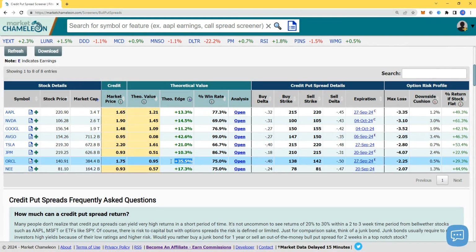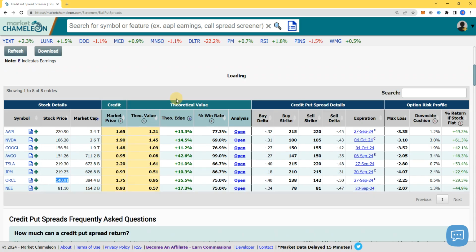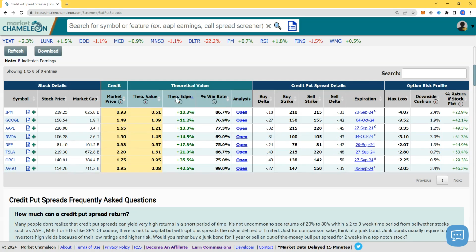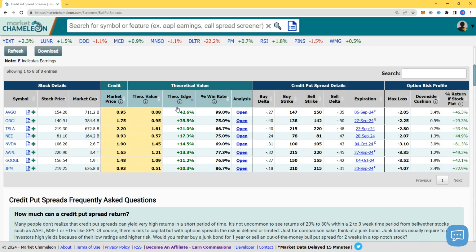Let's see what we got here. Oracle, I know they post earnings next week. But I'm looking at this because I can filter by theoretical edge, and I do twice. And look at this, Avago, price today 154. And look what they found, 700 billion market cap. But look at this, this is insane. The price of the stock, 95 bucks, okay, 95 bucks.